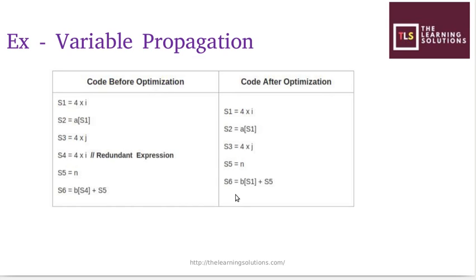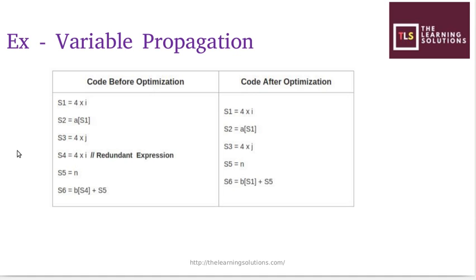One more example is given here. You can look at the redundant expression, that is 4 into I. It is unnecessary, it is introduced, and there is no need to compute it again and again because it is already computed at the first line. So just remove such a statement, and reuse the result that is already computed at statement number 1.